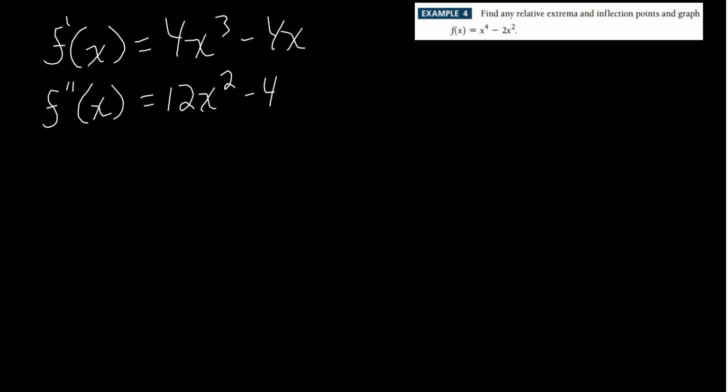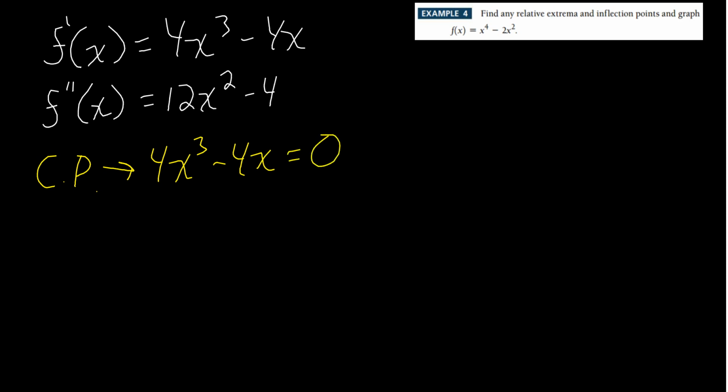So I got the first and second derivatives, and now I need to find the critical values. My critical values, again, are when I set my first derivative equal to 0. We call them critical points. So critical points are when I set my first derivative equal to 0, and then I solve. So let's go ahead and solve.